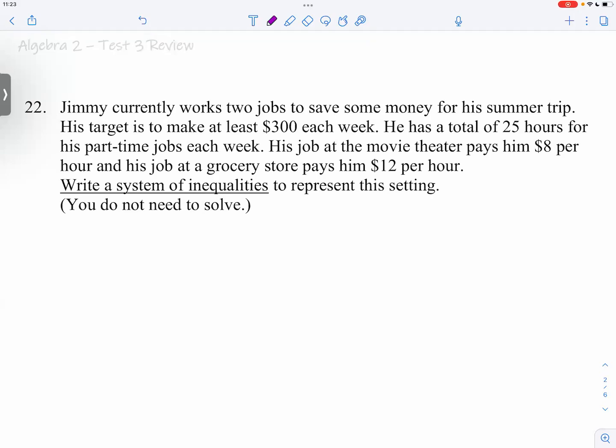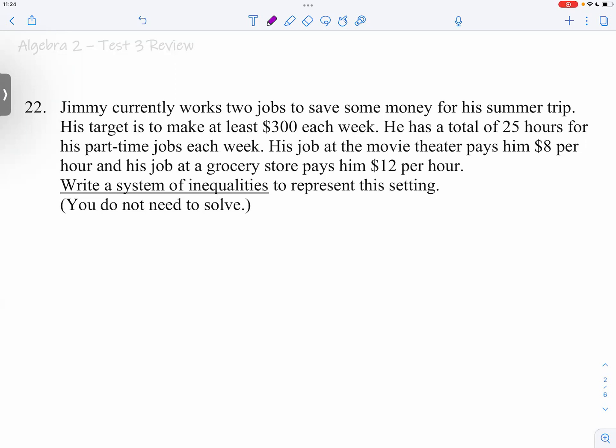Okay, for number 22, it's a pretty straightforward question. What we want to do is write a set of inequalities. We do not need to solve. We just need to write a set of inequalities, and that's really it. And what do we do here? Let's go ahead and read the description.